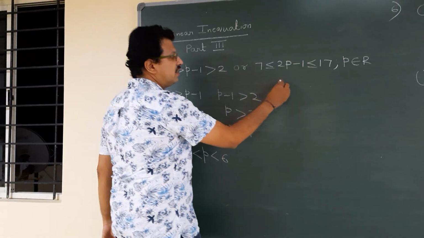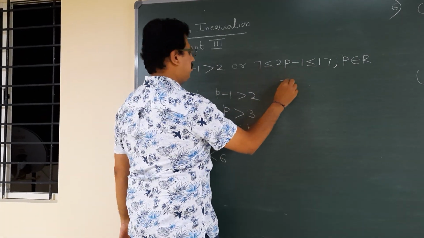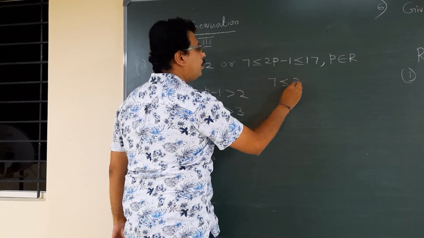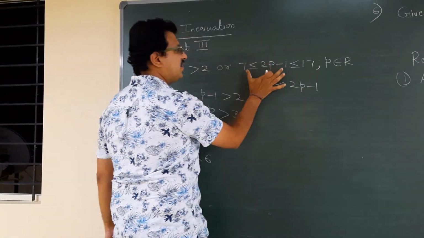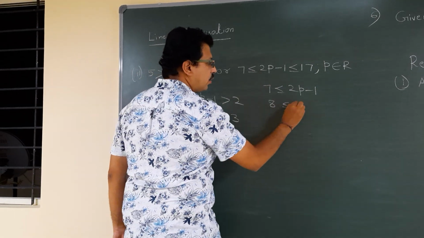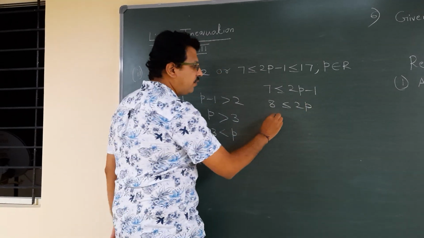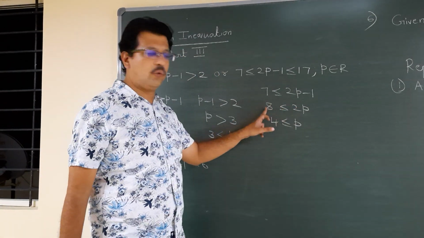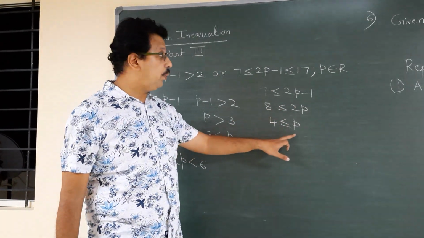This is also 7 less than or equal to 2p minus 1. Let me take the first two inequations: 8 is less than or equal to 2p, or you can write 4 less than or equal to p. So 2 ones are 2, 2 fours are 8. So 4 is less than or equal to p.